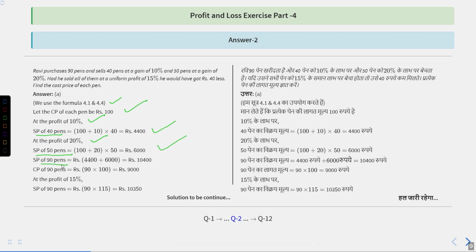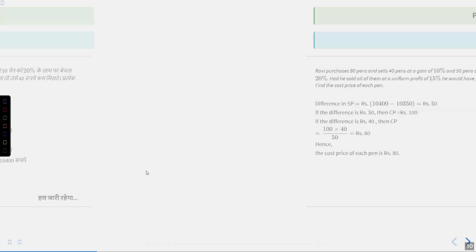So the SP of 90 pens, we can add it, 4,400 plus 6,000, becomes 10,400. Now the CP of 90 pens: we let the cost price of each pen be 100, so multiplying, we get 9,000. At a profit of 15%, we calculate 90 multiplied by 115, which gives us 10,350. Clear? Next solution to be continued.